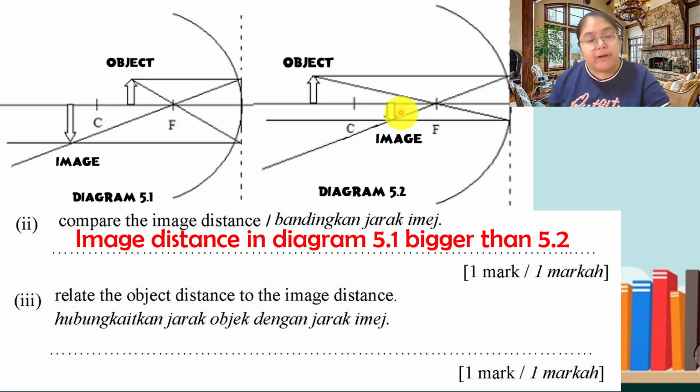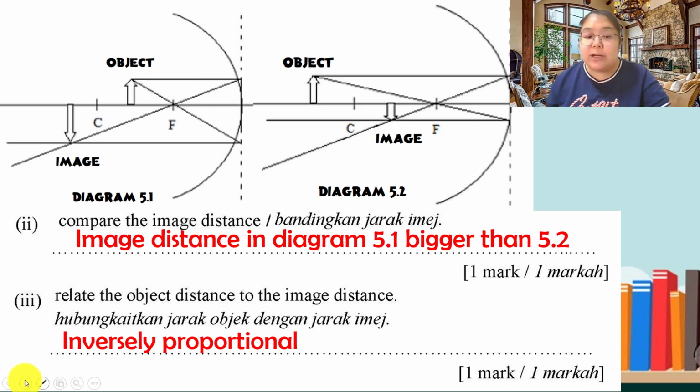You can write in two methods. You can say when object distance increases, image distance decreases. It's okay. Number two, you can also write inversely proportional, but you must write in a full sentence: object distance is inversely proportional to the image distance. That one we call a full sentence. Here I just wrote in short form because the space is not enough, but better you write in a full sentence.